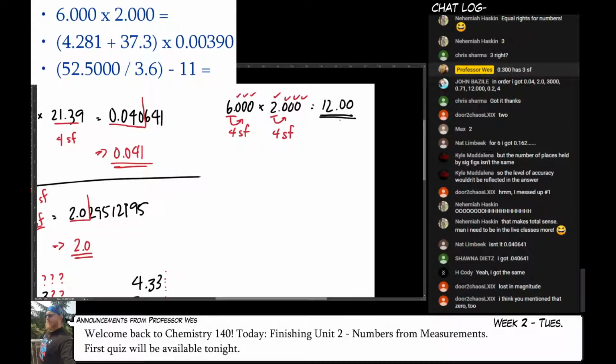Now that looks really weird. Why would I do that and lose the thousands place? And the answer is that's how multiplication works. Multiplying 6.000 times 2.000 is not the same as multiplying 6.000 times exactly 2, because it's not exactly 2. It's a rounded number. And when we do the long multiplication, like I showed you earlier, we lose that last digit, it turns out.